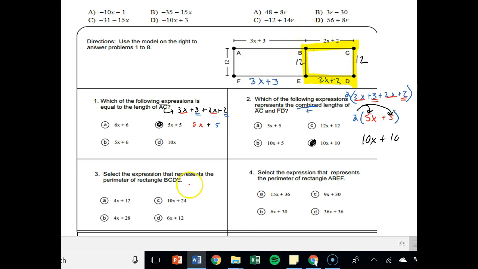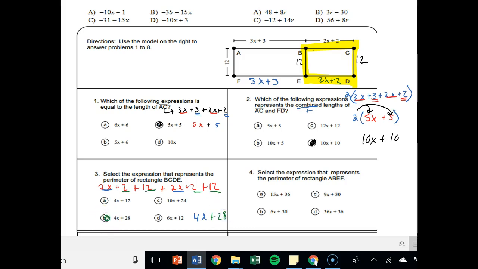So I want to do 2 times, or I could actually do this the long way. Let's do it the long way. So 2x plus 2 plus 12 plus 2x plus 2 plus 12, right? I'm adding all those numbers, perimeter, add up the numbers around the side. And then I just go to work and I find all the common like terms, right? So the 2x and the 2x, that's 4x. And then the 2 and 12, that's 14. And 2 and 12, that's another 14. So plus 28, right? So there's my answer, B.